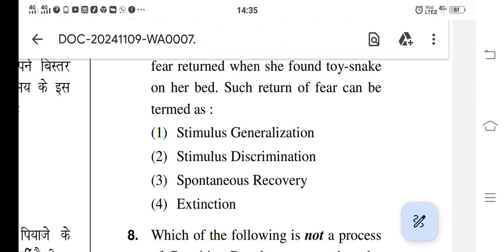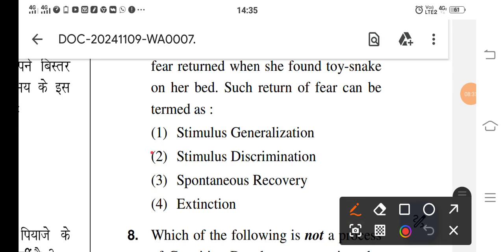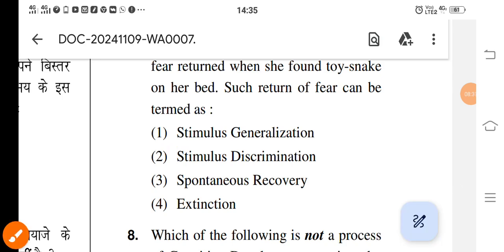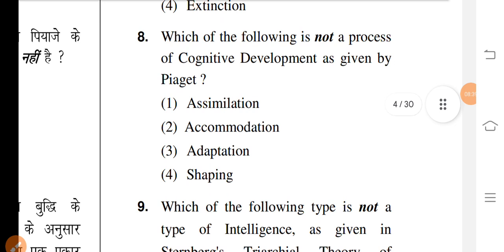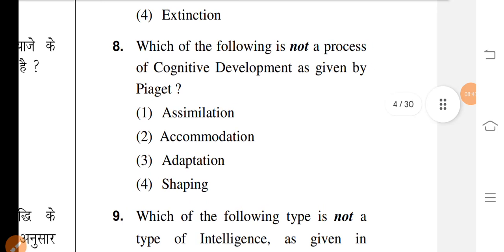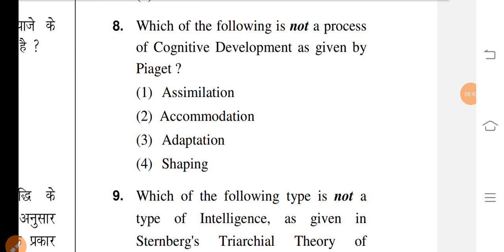So the correct answer is stimulus discrimination. Okay, stimulus discrimination is the correct answer. Okay, 8th question. Which of the following is not a process of cognitive development as given by Piaget?